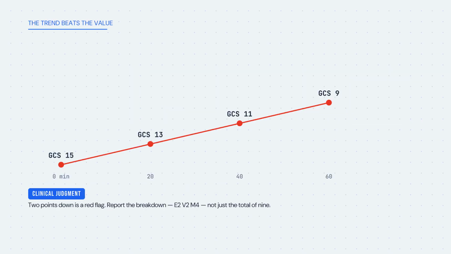But the single value matters less than the direction. A GCS that drops from 15 to 13 to 11 over an hour is an emergency, even though 11 by itself is not a disaster. 2 points down is a red flag. Always score the best response, and always compare to the last one. And when you report it, give the breakdown, not just the total, because eyes 2, verbal 2, motor 4 tells the provider far more than the number 9.